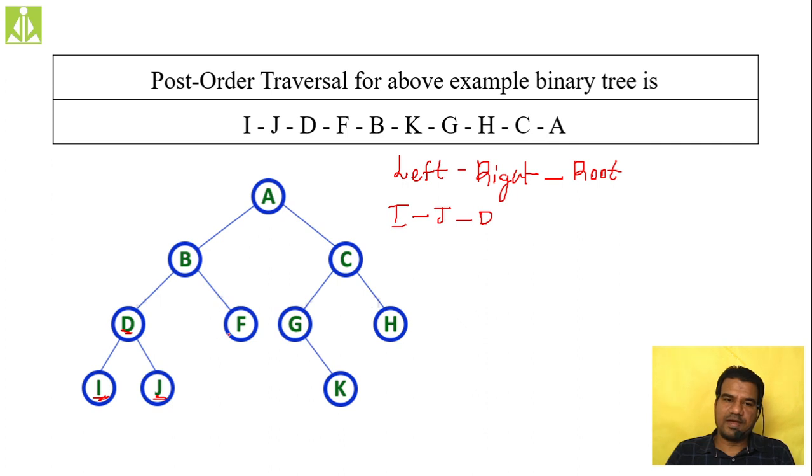Make F as root node. So F is root node. Try to visit left of it, because left needs to be visited first. Left there is nothing. Then try to right. Right nothing. Then finally visit root. F we are visiting. So F.